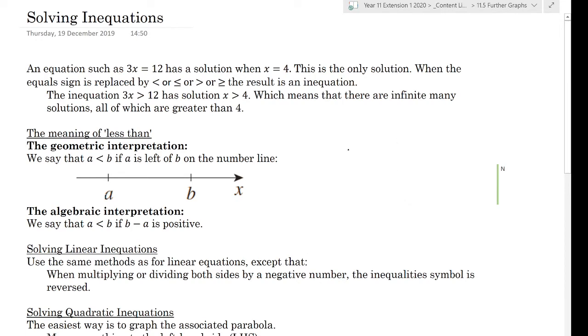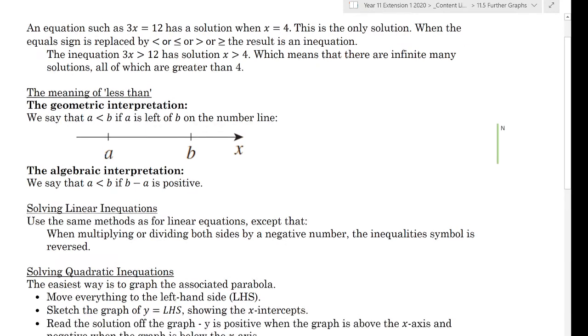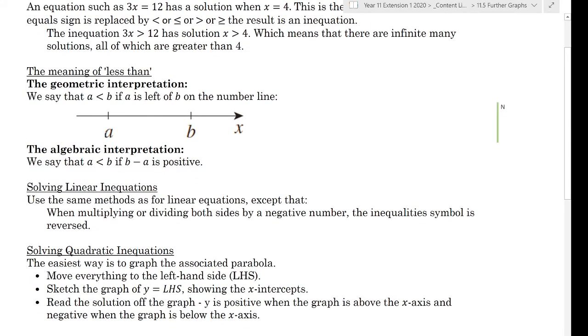So solving an inequation just means that we solve it like an equation. Now, what is the meaning of less than? We always say a number is less than the other, but what does it actually mean? What does it actually look like? So the geometric interpretation says that if A is less than B, then A is on the left of B on the number line. So we know that 2 is less than 5, and that is because 2 is further to the left on the number line.